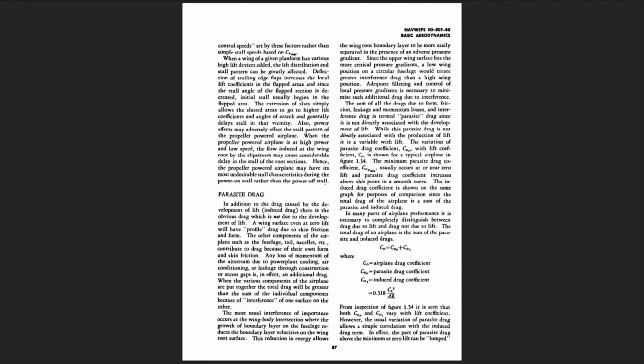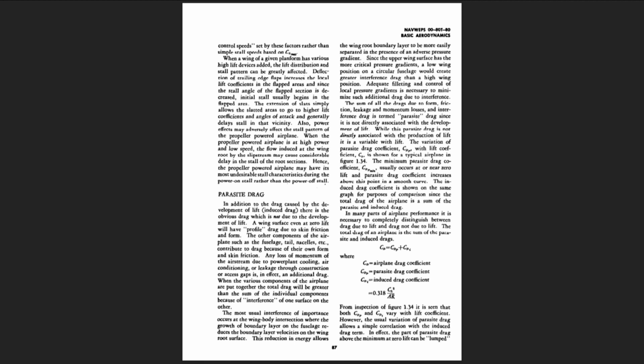When a wing of a given planform has various high lift devices added, the lift distribution and stall pattern can be greatly affected. Deflection of trailing edge flaps increases the local lift coefficient in the flapped areas, and since the stall angle of the flapped section is decreased, initial stall usually begins in the flapped area. The extension of slats simply allows the slatted areas to go to higher lift coefficients and angles of attack and generally delays stall in that vicinity.